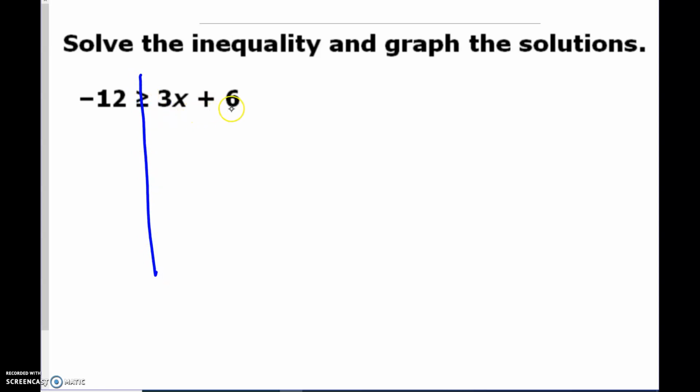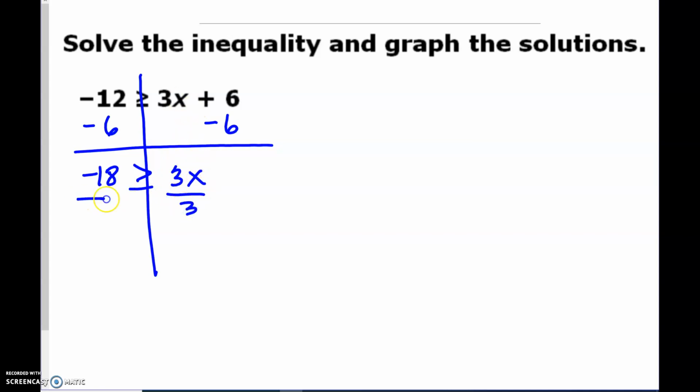All right, so we've got a 6 here. So I'm going to subtract 6. That says plus 6. So we're going to do the opposite operation. So I'm going to subtract 6. So I have negative 18. There is no flipping of any sign when we just subtract. Okay, and here we've got 3x. So I'm going to divide by 3, divide by 3. Negative 18 divided by 3 is negative 6, and then I have x. Now, what is my action? My action was to divide by a positive, so there is no flipping.